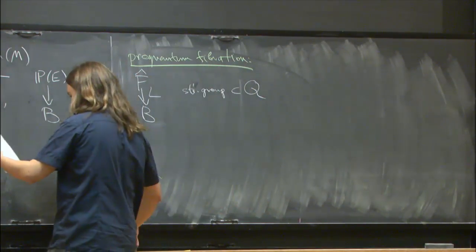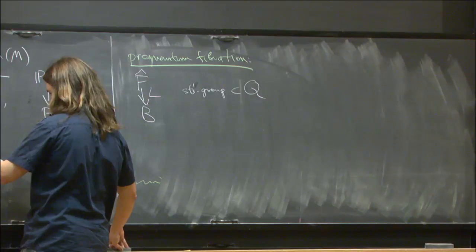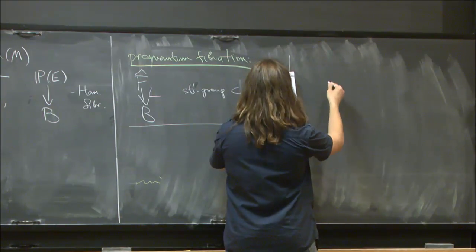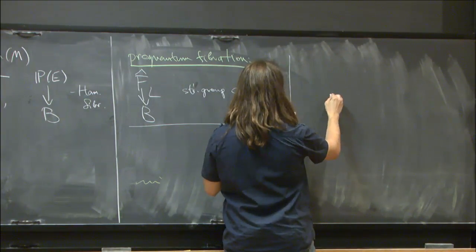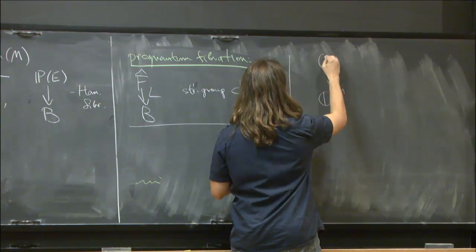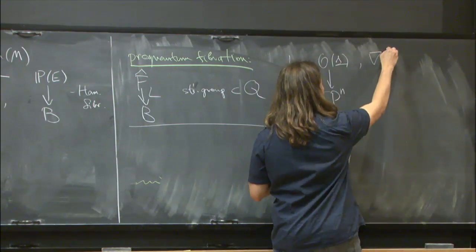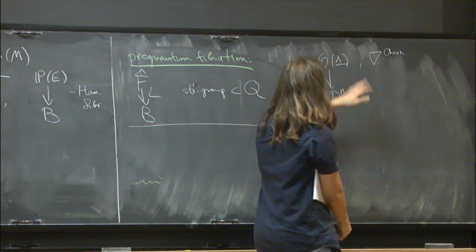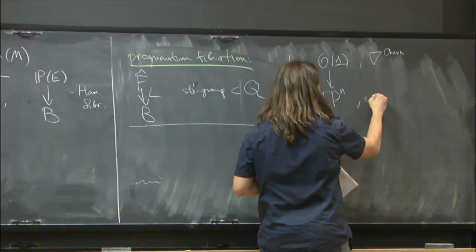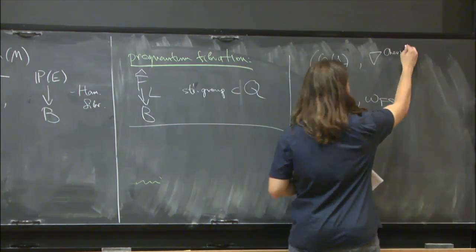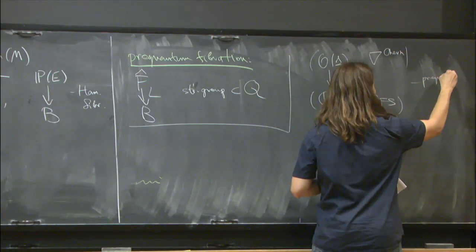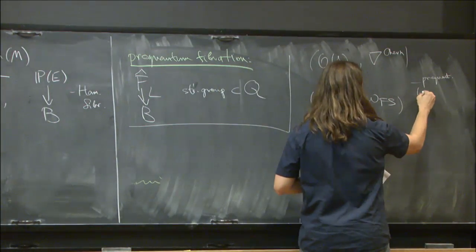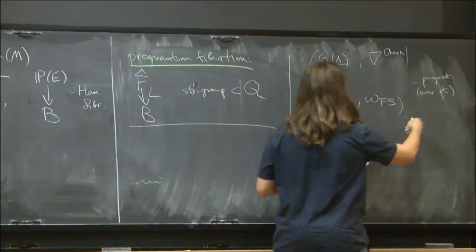And here's an example. First of all, if we have CPN and we have the bundle O1, with the canonical connection, the Chern connection coming from the holomorphic structure and the Hermitian structure, and here we have the Fubini-Study form, then this is a prequantization. And so this is over a point. Right, so over a point.